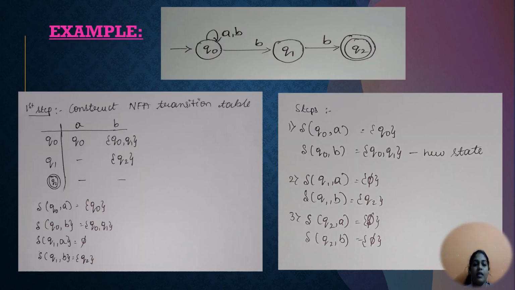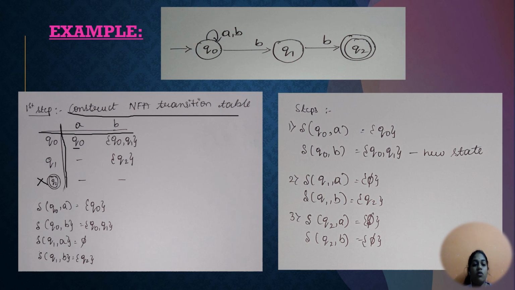Now, let us see an example for converting NFA into DFA. Here there are three states Q0, Q1 and Q2, with input symbols A and B. Q0 on B goes to Q1 and Q1 on B goes to Q2, where Q2 is the final state. In the first step, we need to construct the NFA transition table, taking Q0, Q1 and Q2 with input symbols A and B. Here Q2 is the final state.